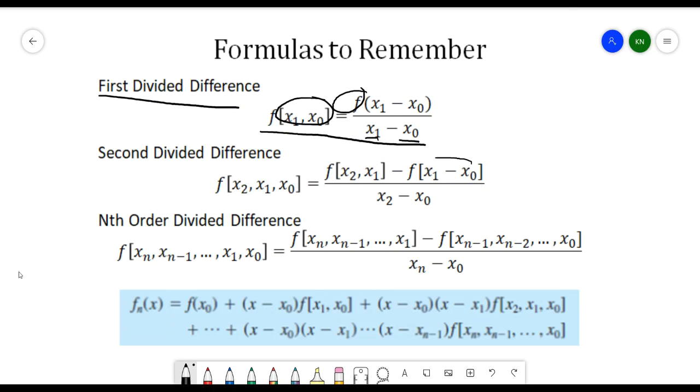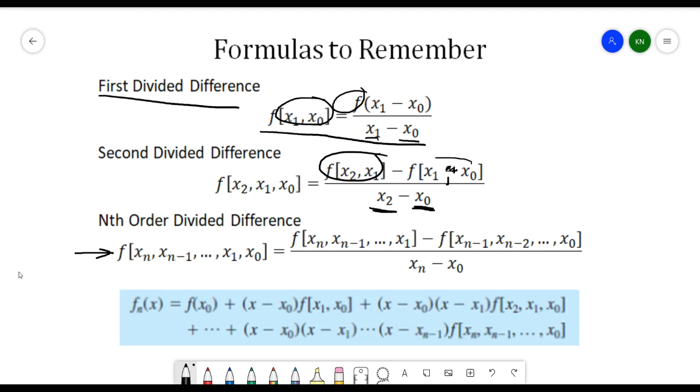I think there's just a typo here. This one should not be minus. This one should be the same as this one, which is separated with commas. And that will be divided by the original value of x sub 2 subtracted by the original value of x sub 0. For the nth order divided difference, you just need to follow this sequence in solving for the divided difference.